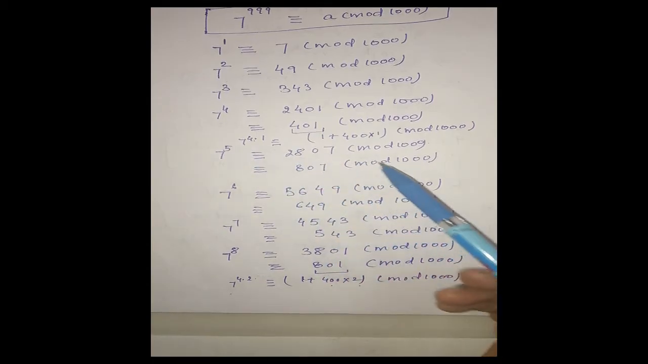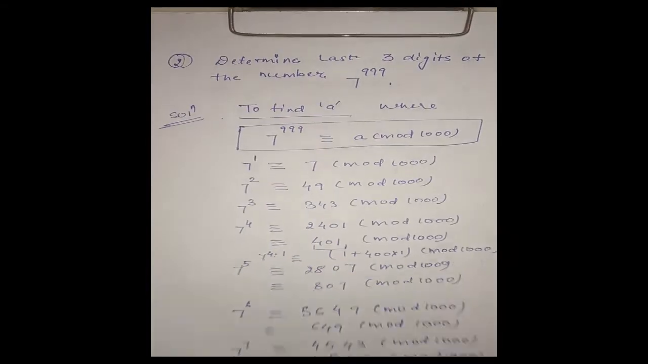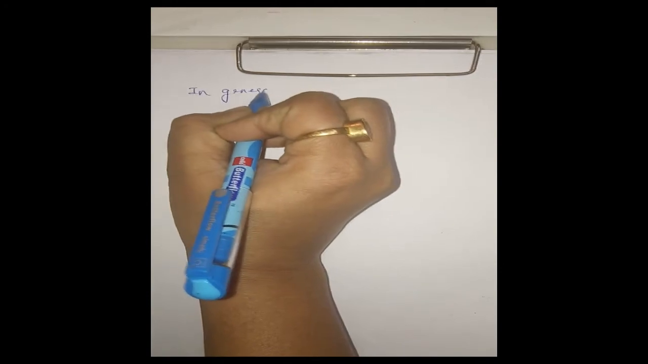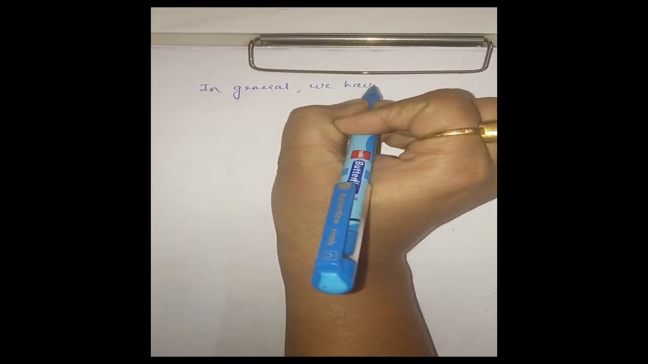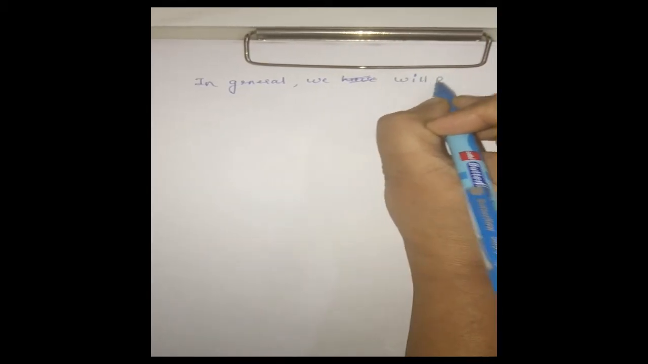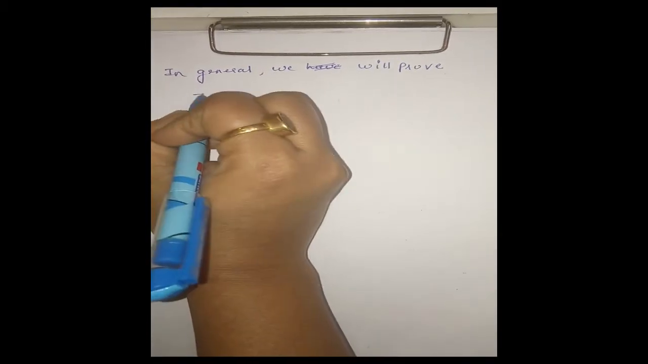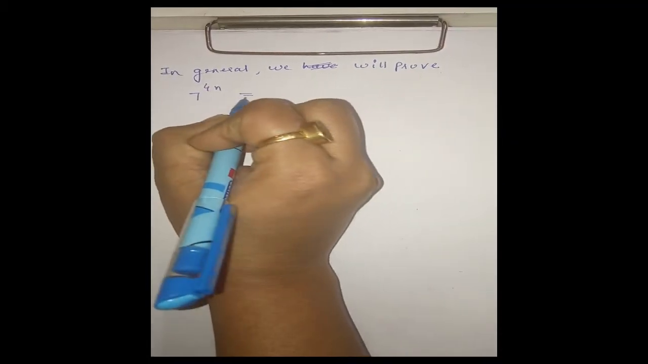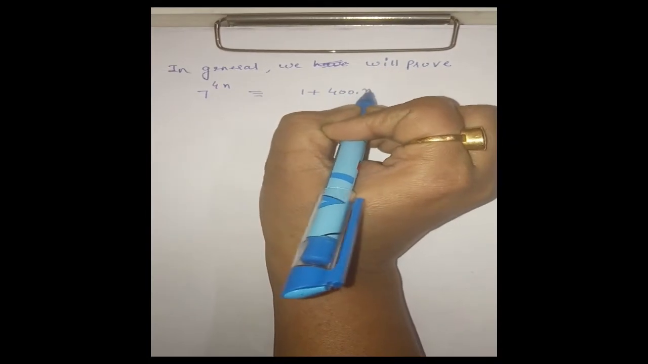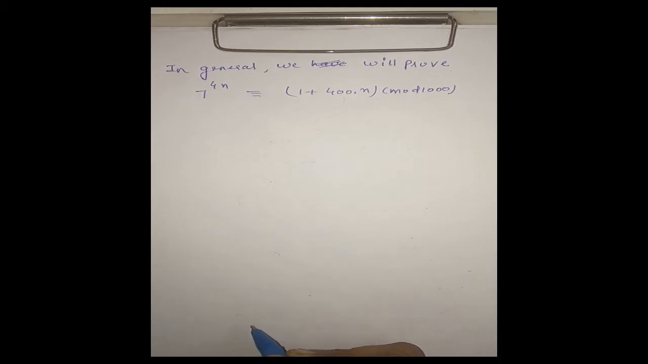From 7 power 4 and 7 power 8, I can write this in general for n. We will prove this by induction. We will prove this relation by mathematical induction: 7 power 4n is congruent to 1 plus 400 into n modulo 1000. We will now prove this congruence.